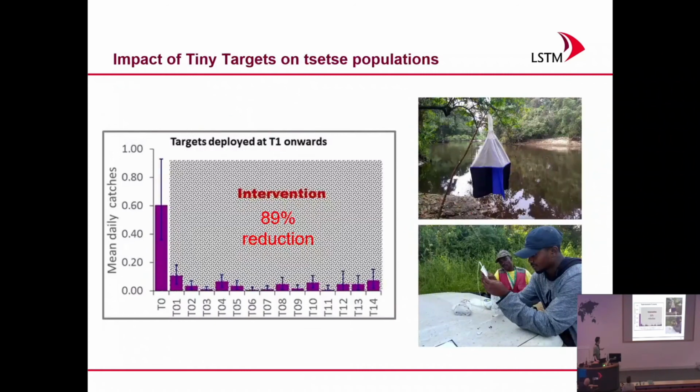And then what we found was that, similar to the other countries, we're getting this reduction in population densities, almost 90% reduction after the first deployment of tiny targets relative to what we had before the intervention started. So we do deployment twice per year and then a quarterly entomological monitoring. So there's this nice reduction, and it's been sustained over the duration of the project. So it looks like we can use tiny targets here in DRC as well as in the other countries.